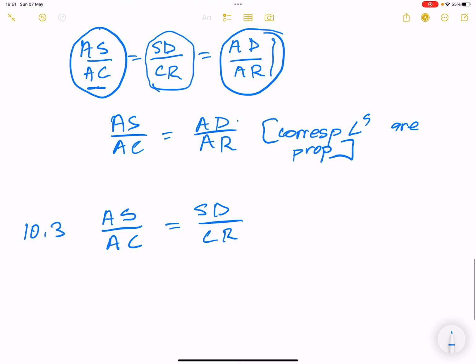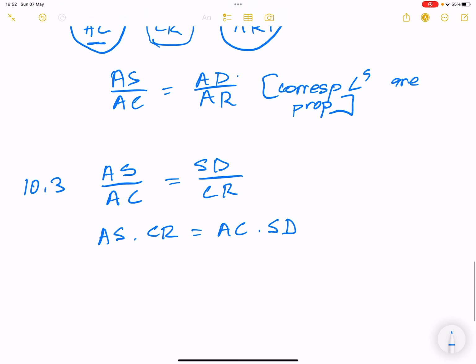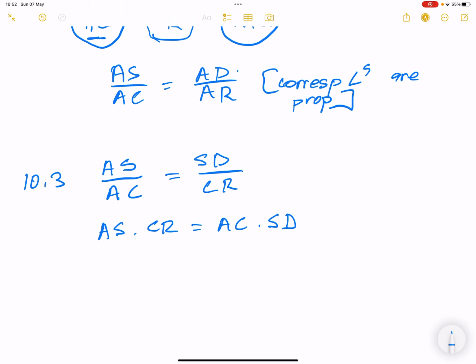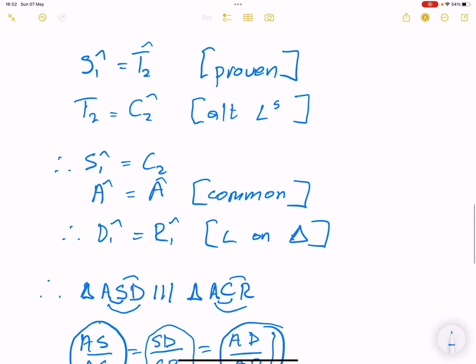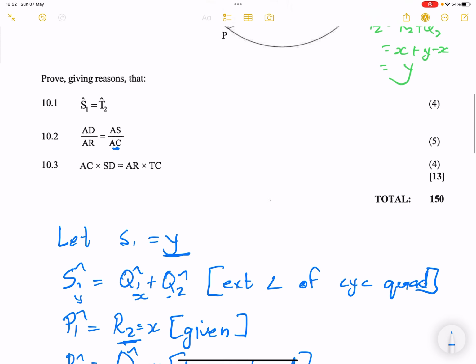Okay, so now let's try and cross multiply. So AS multiplied by CR is equal to AC times SD, right? So we know we are somewhat close in this case because we do have AC and SD. Now what we need to deal with is this guy here. What is not there is that CR there. So I need to find a way to get rid of this AS because it's not in our final equation.